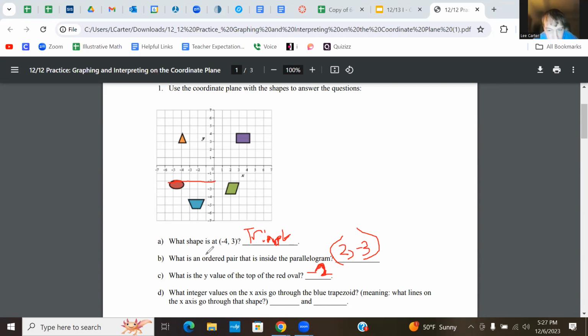What integer values on the x-axis go through the blue trapezoid? Meaning, what lines on the x-axis are going to go through that shape? All right, so let's look at that. So we got this one. Oops. And just barely, but this one. All right, so those two are x is -2 and x is -3. So this will be -2 and -3. All right, so that's number one. All right. Next one.